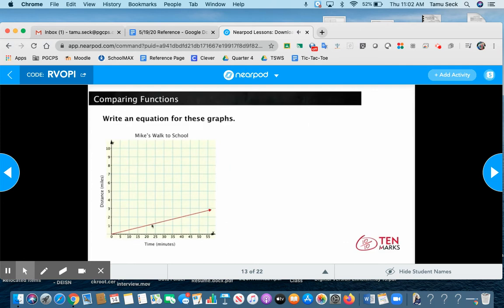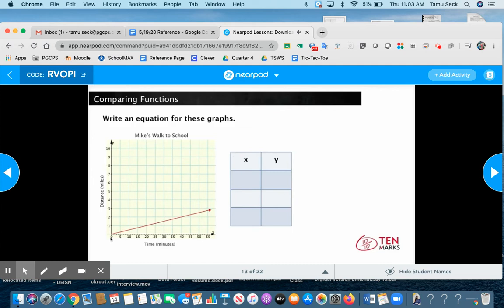So Mike's graph is a straight line. And on the graph, the y-axis shows the distance covered in miles, and the x-axis shows the time that has passed in minutes. Now we can use the graph to define a function for y, which is distance, in terms of x, which is time. So you could do this by using a table right here.